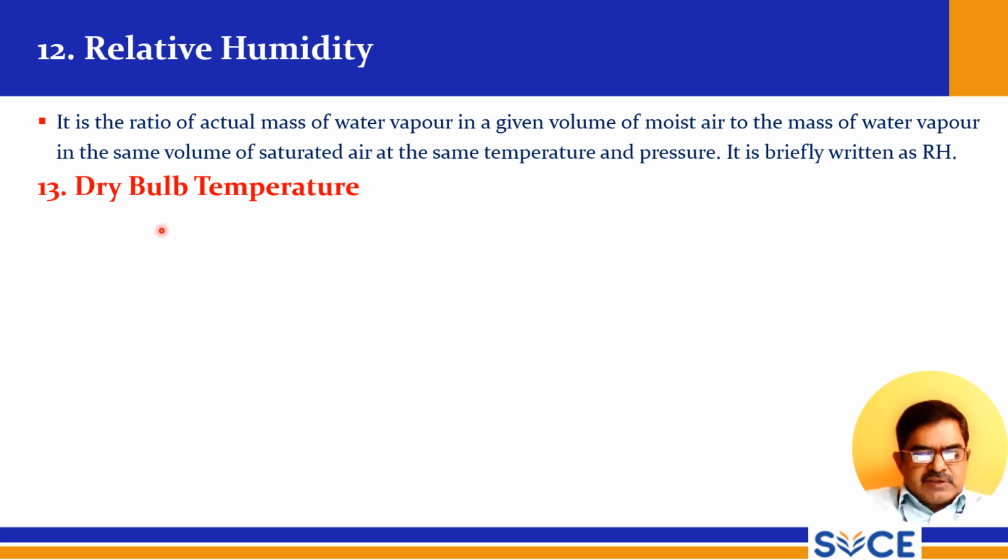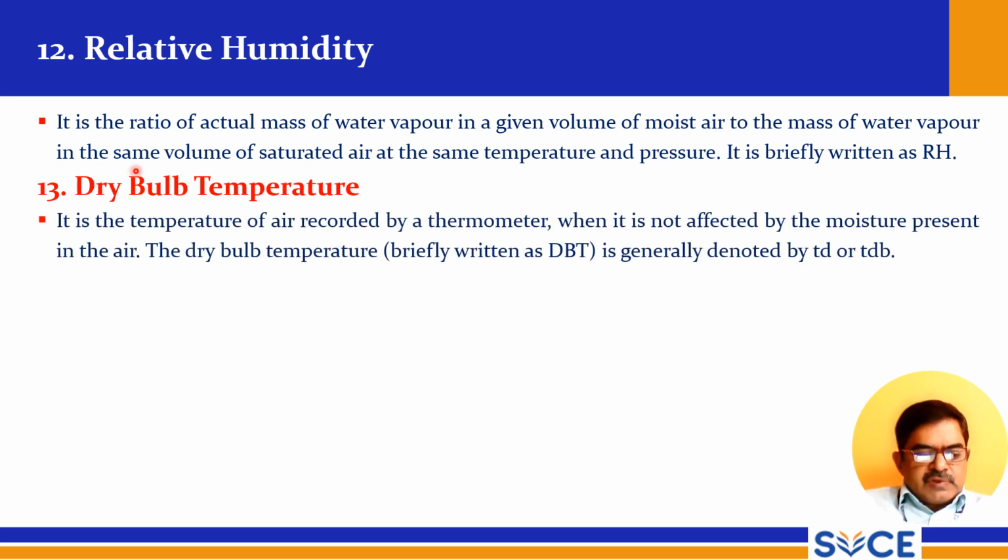Next, dBT, that is dry bulb temperature. It is the temperature of air recorded by a thermometer when it is not affected by the moisture present in the air. So it can be considered as if there is no moisture content in the air. The dry bulb temperature, briefly written as dBT, is generally denoted by TD or TDB. Whatever it may be, we are going to use dry bulb temperature in our calculations also.